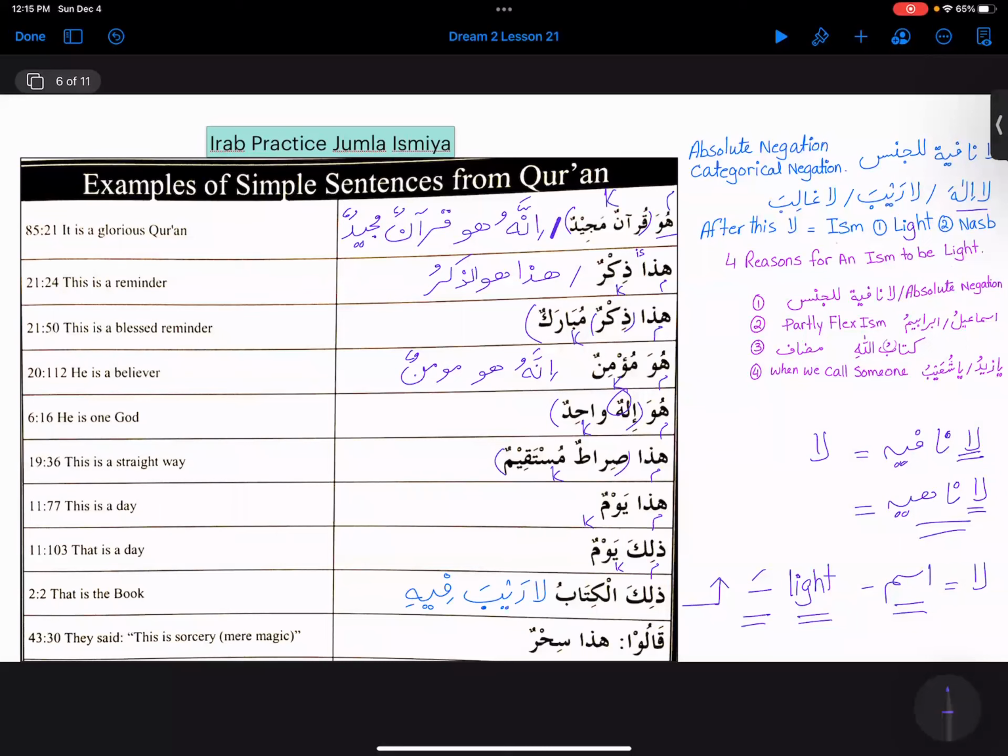Okay, so this la basically does the negation. That's why another name for this is categorical negation. So it declines or negates all kinds of whatever category this la is talking about. Like after la, whatever ism is there, it negates all the category of that ism. In this example, it is negating all kinds of ilah that we can think and we can worship or we can follow, right? So la ilaha illallah. Subhanallah.